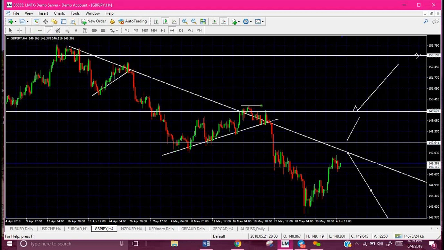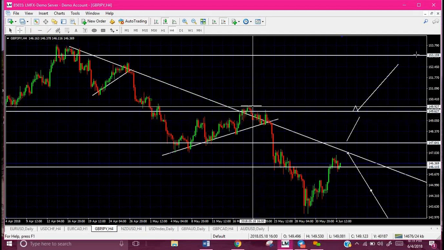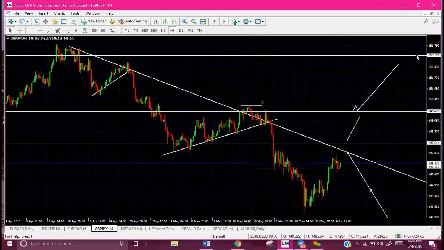This is your high. So your stop loss should be here, which is about 40 pips. For a 40, 50 pip stop loss versus 200 some pips that you're going to gain, that is a fabulous risk to reward.